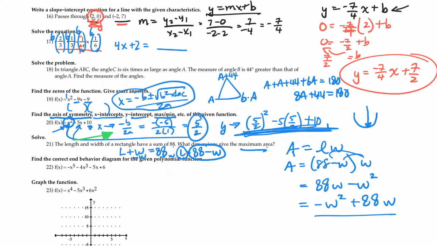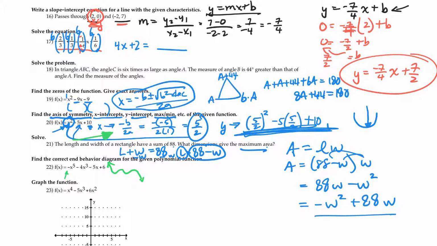Okay, for 22, it says to choose the correct end behavior given this polynomial. It's an x to the fifth, so it starts one direction and ends up going the other direction. If it's minus, it starts high, does some bounces, and goes back low. And that's all that I'm looking for in that function.